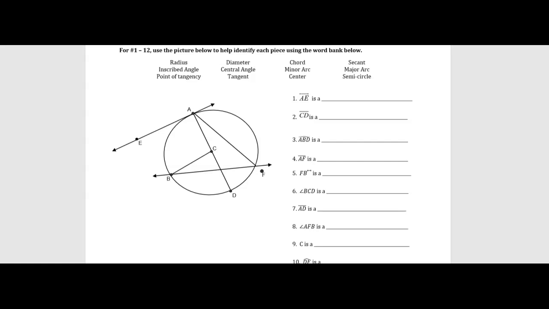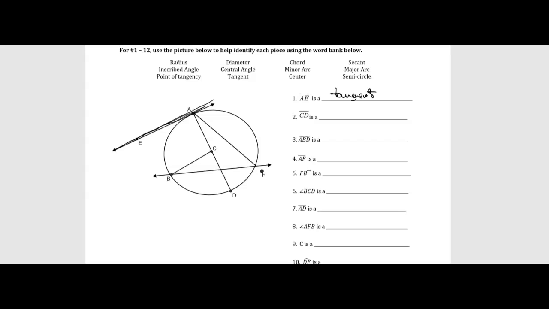So as we go through, this is read as line. Since there's two arrows there, AE is a line. If we find AE, looking through here, AE is touching the circle on one point. So this is what we would call a tangent line.